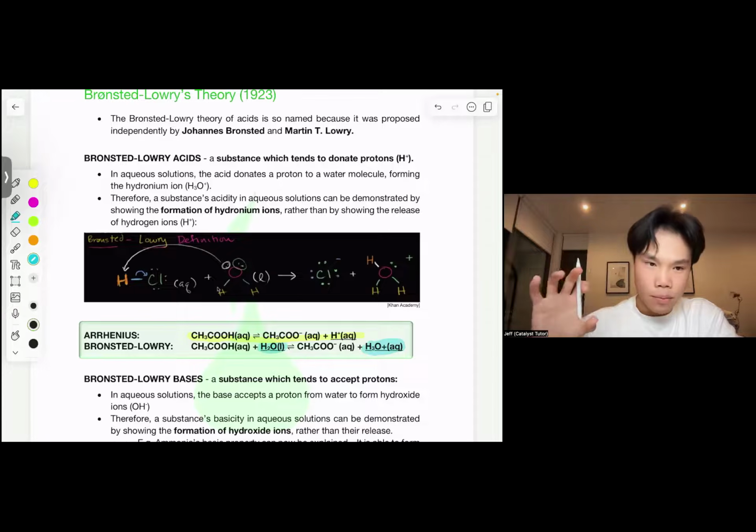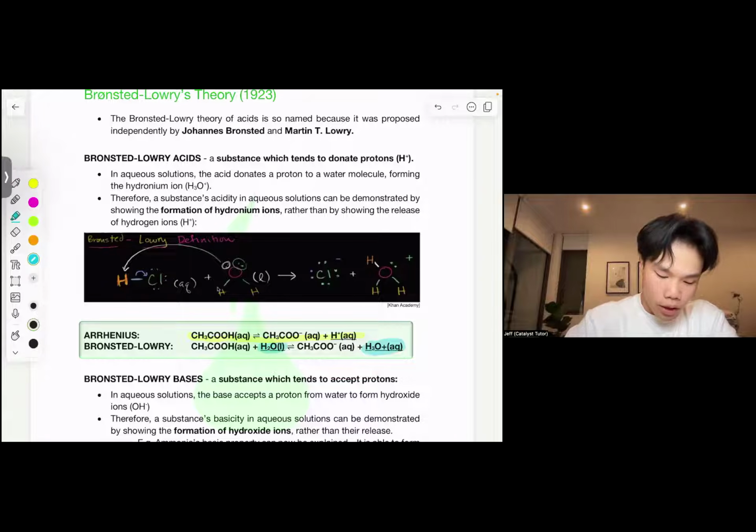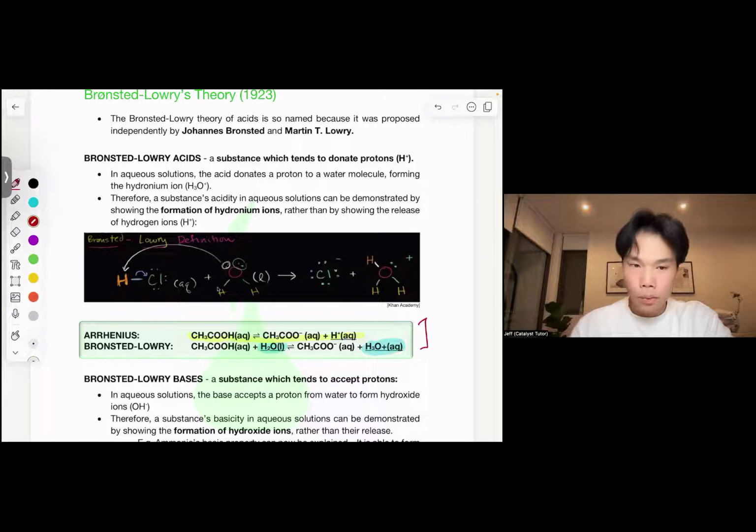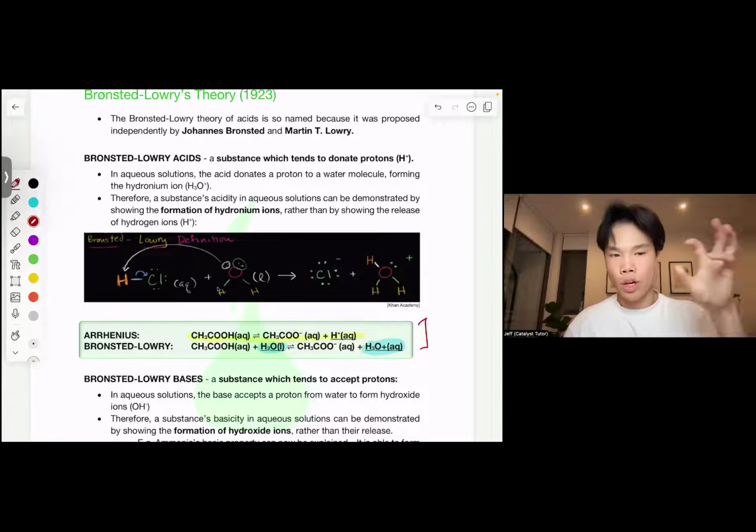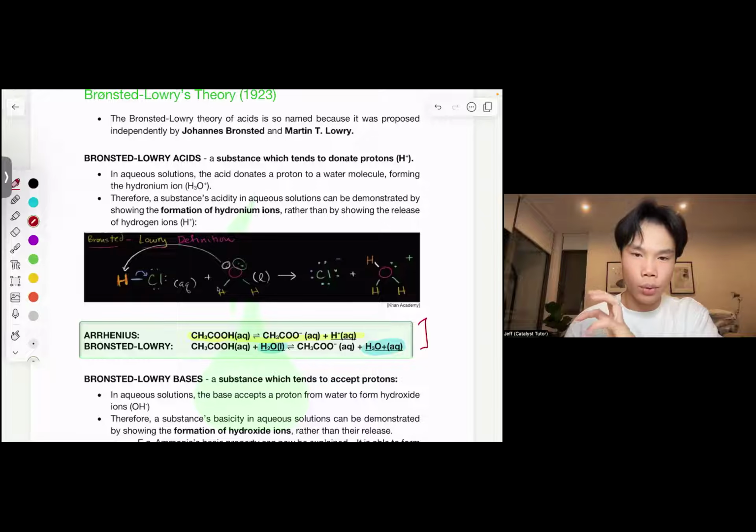And hydronium is only in Bronsted-Lowry. If you get asked a question where you're asked to determine which equation shows Arrhenius or which equation shows Bronsted-Lowry, you're looking for the one that has hydronium in it and has water in it. That is the telltale that you're looking at a Bronsted-Lowry equation.